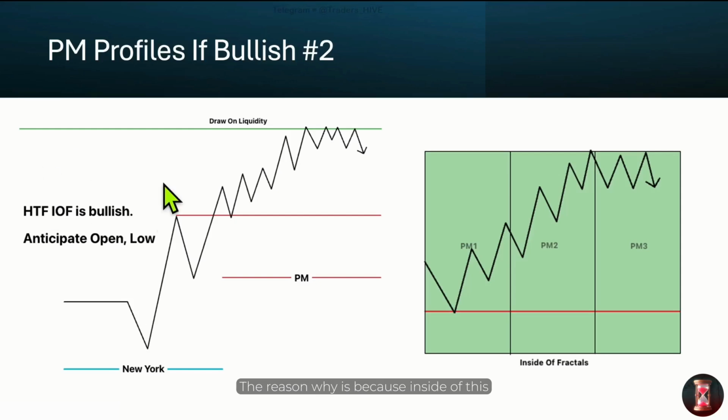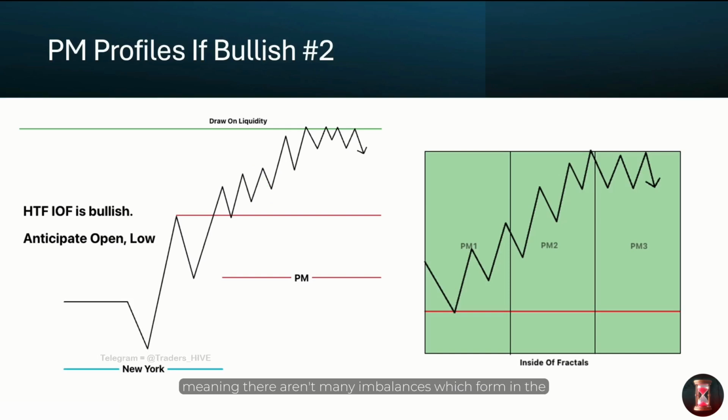The reason why is because inside of this delivery profile, there's usually a lot of back and forth going. It's usually a very slow grind towards the upside. This has to do with the fact that every single repricing higher is being followed by repricing lower, followed by repricing higher, and it's all in all just very efficient delivery.